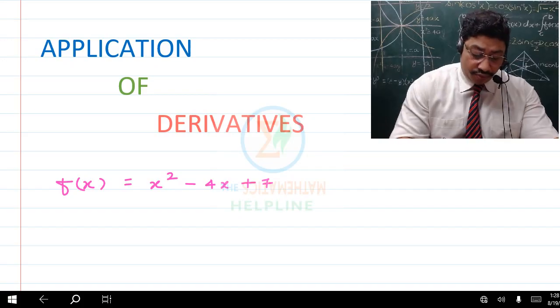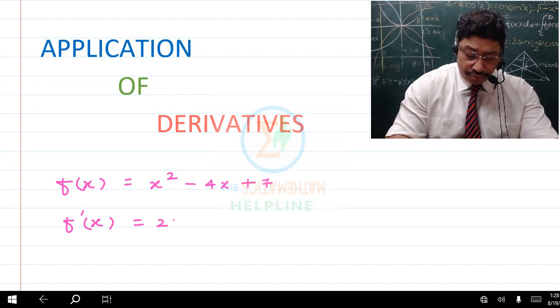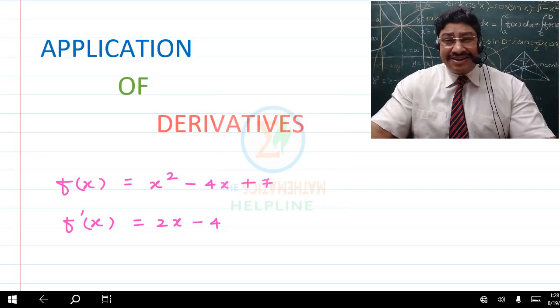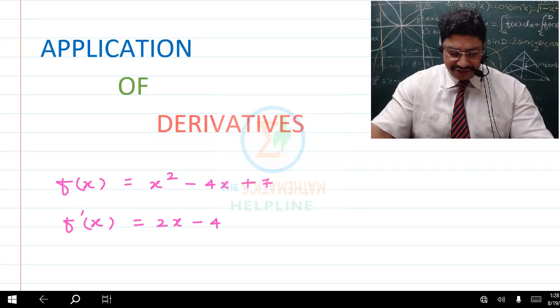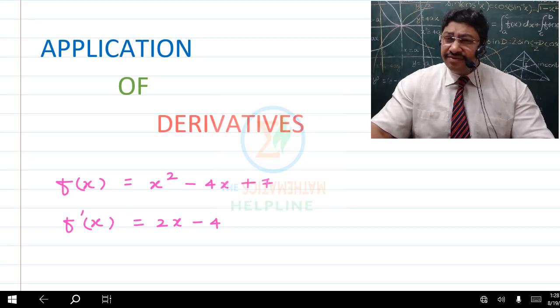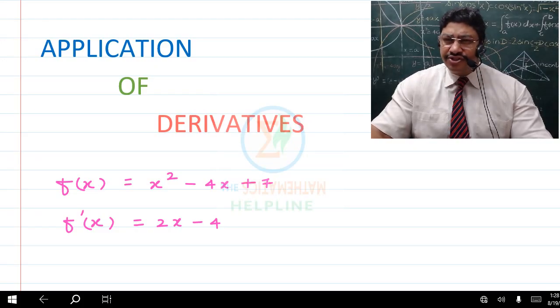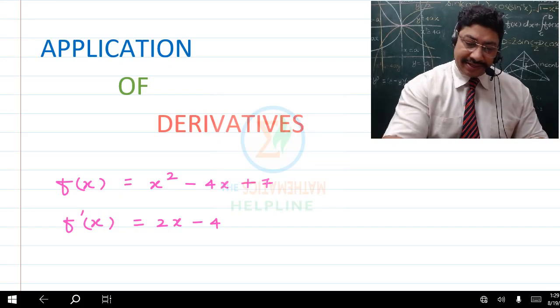Now if you differentiate this, I'm sure you people know that f dash x is going to be equal to 2x minus 4. So here we are not going to discuss the nitty-gritty of how we came to this. I expect you people to have learned differentiation. If not, you can look up an earlier lecture. So if this is the expression which has come after differentiation, this expression, children, is known as the derivative.